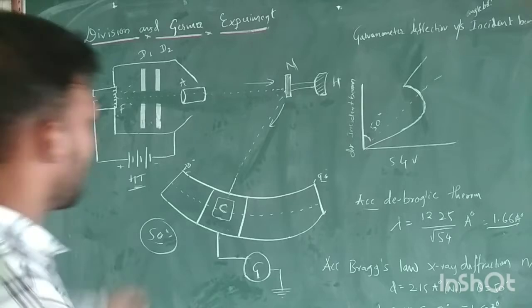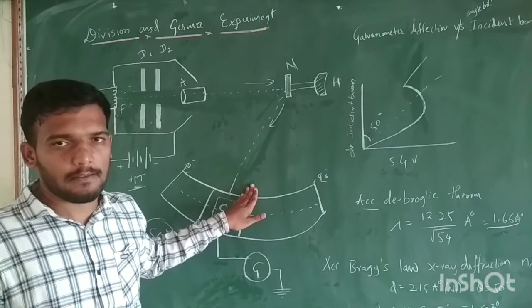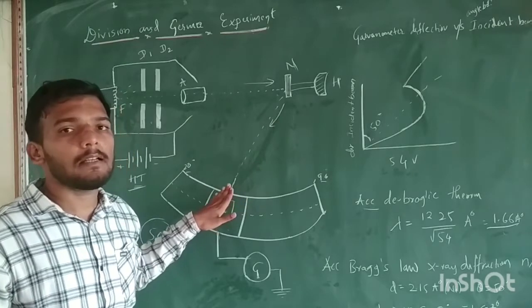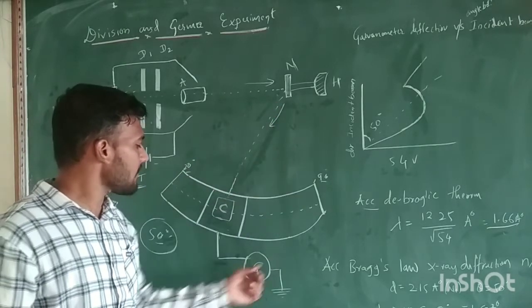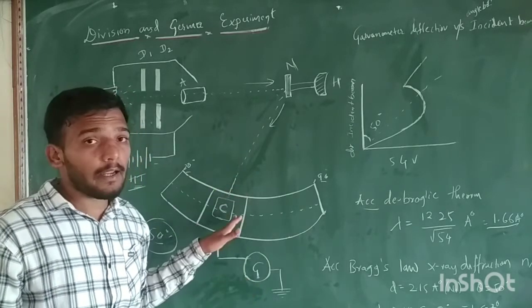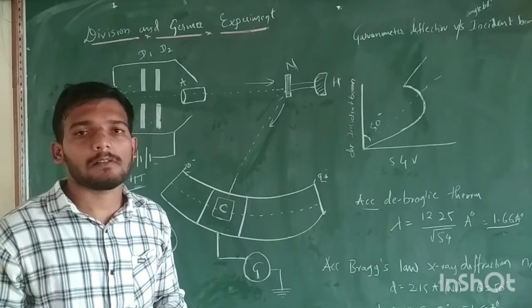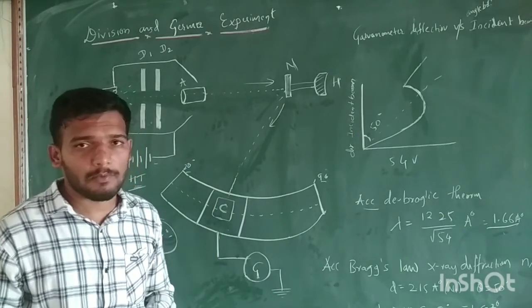This X-ray will suffer diffraction, because at different angles it gives different intensity. At a particular angle, constructive interference will be formed. This is the Davisson and Germer experiment. Thank you.